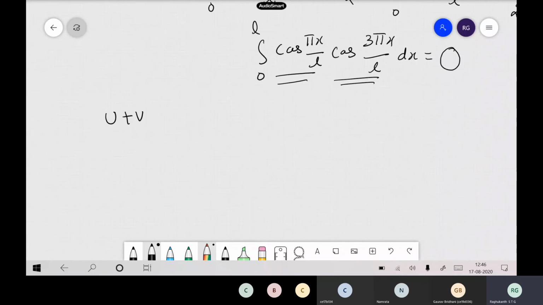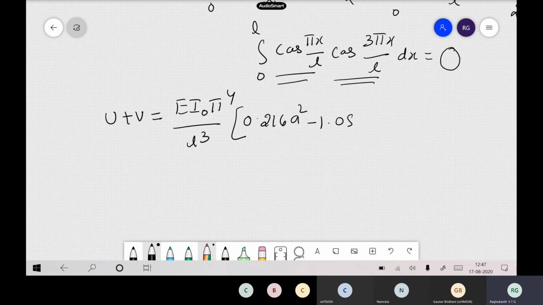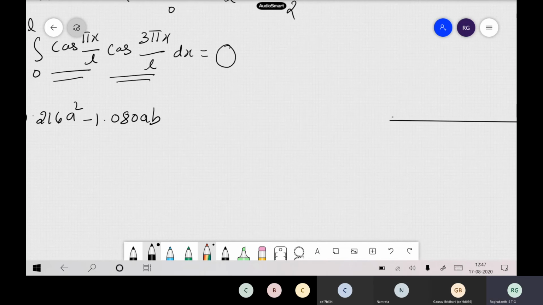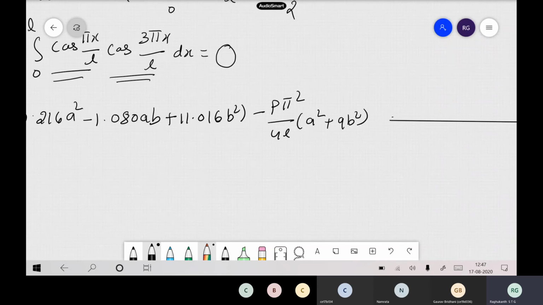So now you do all those calculations. You will get EI naught π to the power of 4 by L cubed. All those calculations you have to do. So 0.216 A square minus 1.080 AB, because you are having two terms here, plus 11.016 B square, minus P π square by 4L into (A square plus 9B square). So this is our expression.